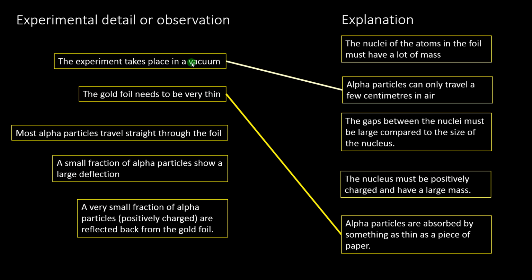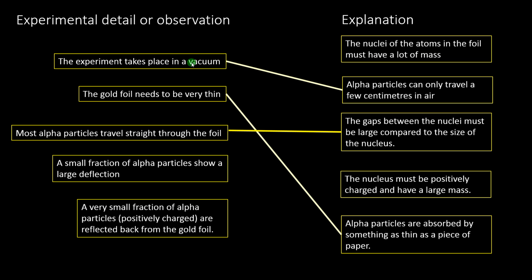So the gold foil, therefore, also needs to be very thin for very similar reasons. If we made the gold foil thicker than even a few atoms thick, then the alpha particles would all just get absorbed in the gold foil and none of them would go through, and we wouldn't see any results of the experiment. So those two are the experimental setup ones. We've already said this one. Next one, most of the alpha particles travel straight through the foil. Well, that one is already in the correct place.